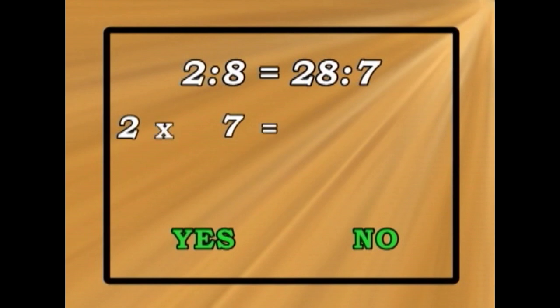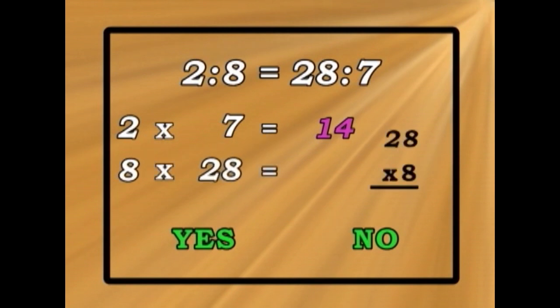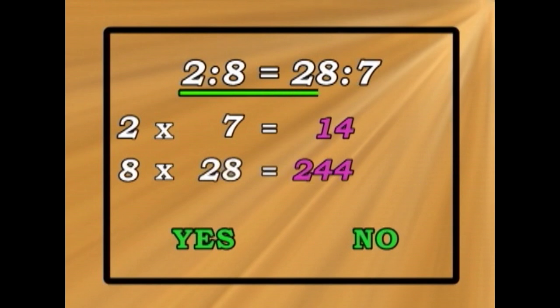2 times 7 equals 14. 8 times 28, well, 8 eights are 64. That's 4, carry the 6. 8 twos are 16, plus 6, 22. So one is 14 and one is 224. So these are not equivalent ratios. Let's mark them no.